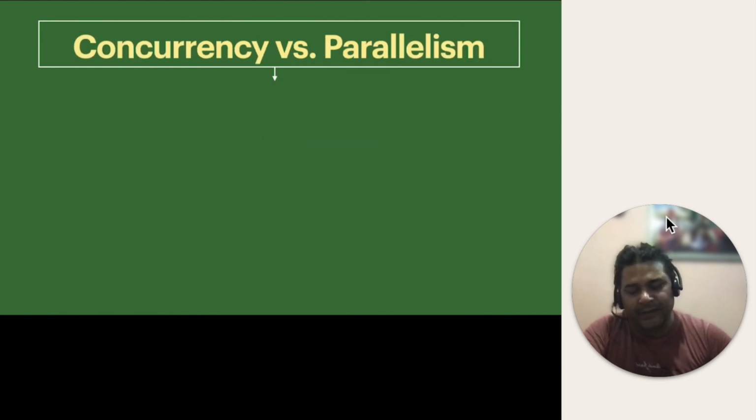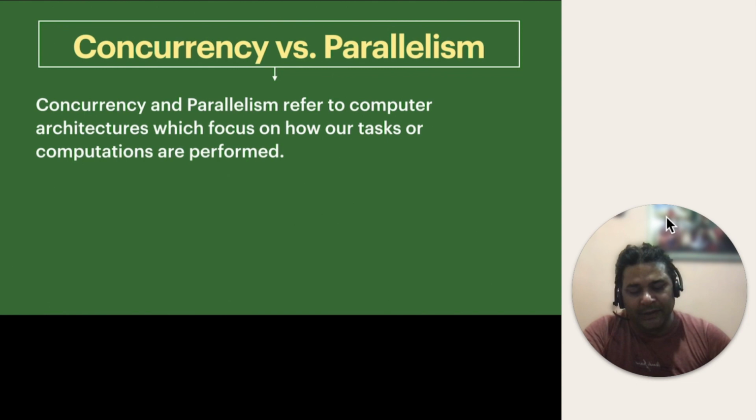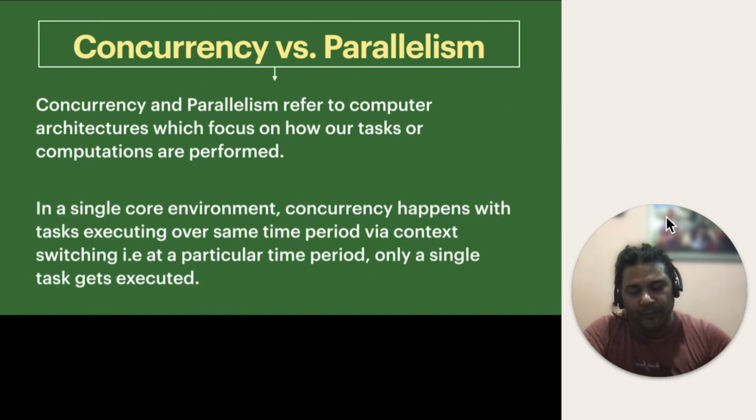Here we will discuss what the differences are between concurrency and parallelism. So, concurrency versus parallelism. Concurrency and parallelism refer to computer architecture, which focuses on how tasks or computations are performed. When we talk about a single core environment, concurrency happens with tasks executing over the same time period via context switching. At a particular time, only a single task gets executed.